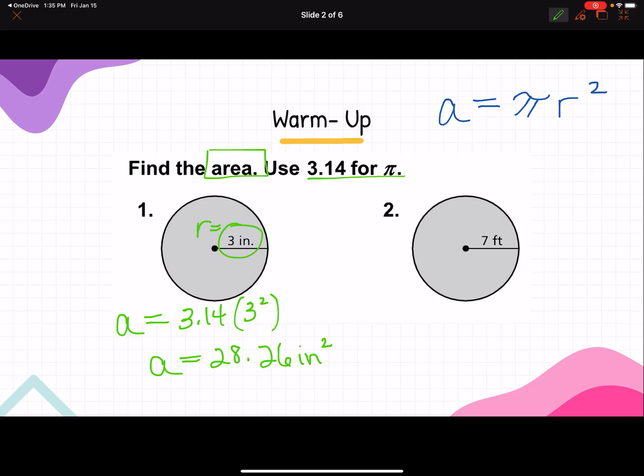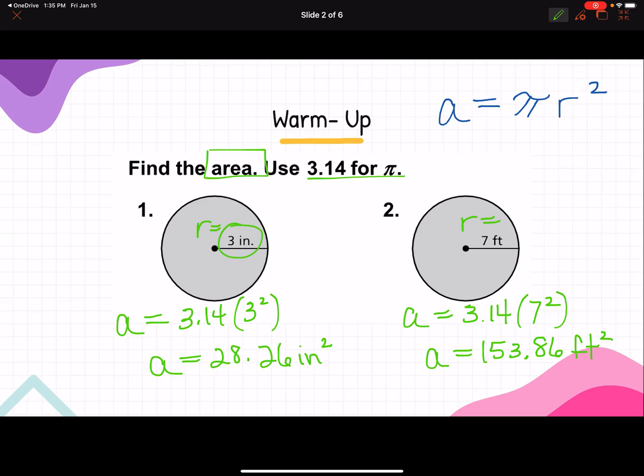Same thing with number 2. We've got our radius of 7 feet. If I apply that into my formula, I'm going to have area equals, and we're going to substitute 3.14 in place of pi. And I'm going to square 7, making sure to put that in parentheses in my calculator, so that tells my calculator to multiply these two values. And we get a total area of 153.86 square feet, or feet squared.